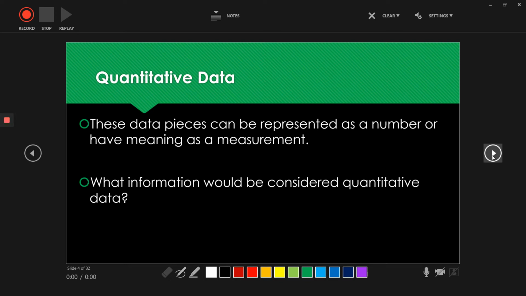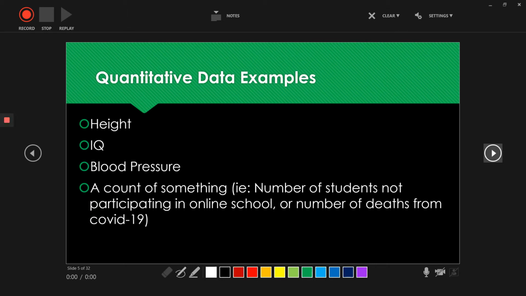These data pieces can be represented as a number or have meaning as a measurement. So let's look at what kind of information would be considered quantitative data: anything that's numerical when you collect it. Like if you're asking a question like how many, how much, how big, how small, things where the answer would be a number, right? So height, IQ, blood pressure, a count of something like the number of students not participating in online school or the number of deaths from COVID-19.